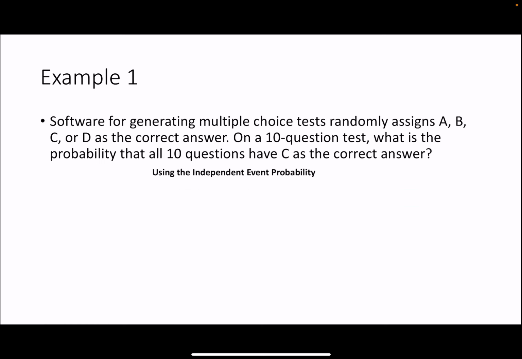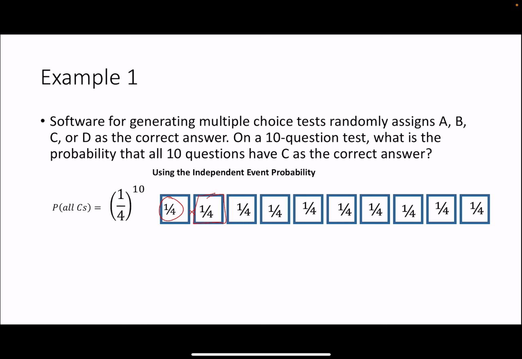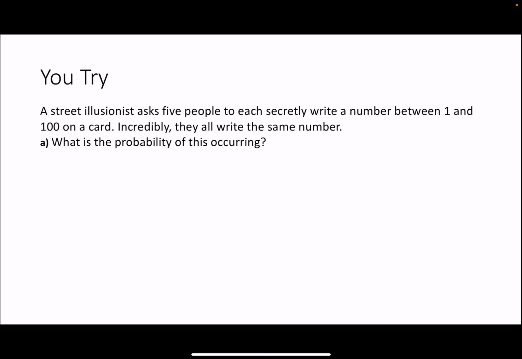Now, using independent event probability, look at each question. Ask yourself, what is the probability that it's a C? 1 out of 4. This is an independent event, so we multiply by 1/4 each time. So it's basically 1 over 4 to the power of 10, or mathematically, 1 to the 10 over 4 to the power of 10, which is exactly the same thing. We end up getting the same answer.